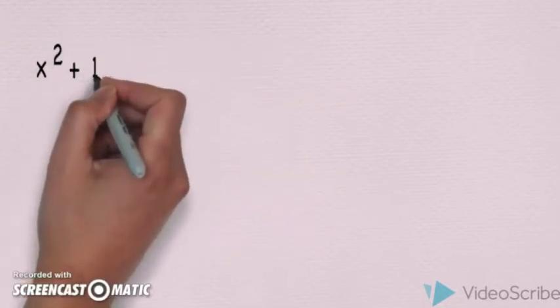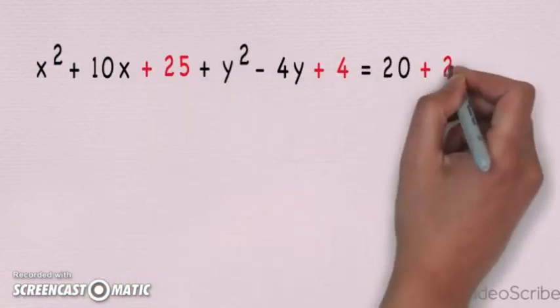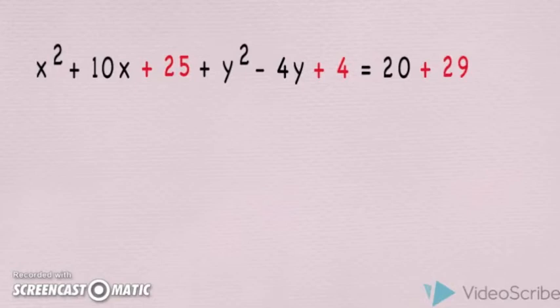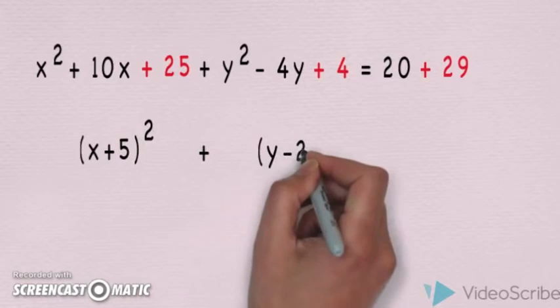Now we want to plug in our new expressions into the original problem, being sure to add the appropriate number to the right-hand side as well, in this case 29. When factored, we again have our equation in the standard form we desire.